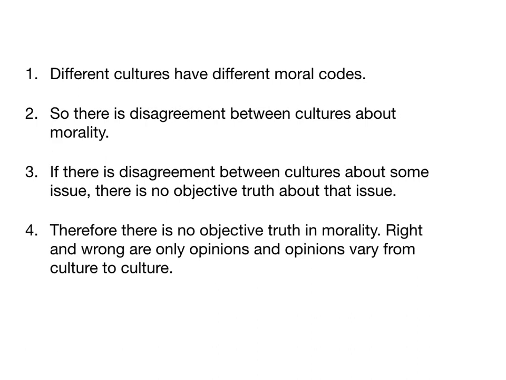Well, look, notice we filled in premises 2 and 3. They weren't there before. I think having done this, this is a valid argument, but is it cogent? Do we accept these premises? Well, 2 just seems to be a consequence of 1. 2 just seems to be drawing out what 1 says, so maybe, right? We'll come back to this when we talk about just how much disagreement there is between cultures, but 2 doesn't seem that suspect. What about 3? If there is disagreement between cultures about some issue, there is no objective truth about that issue.